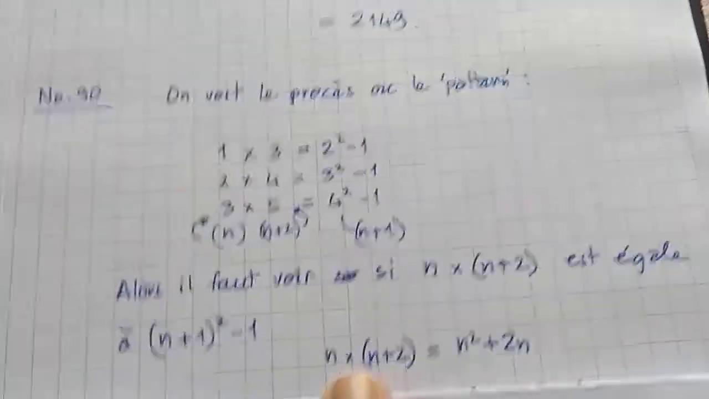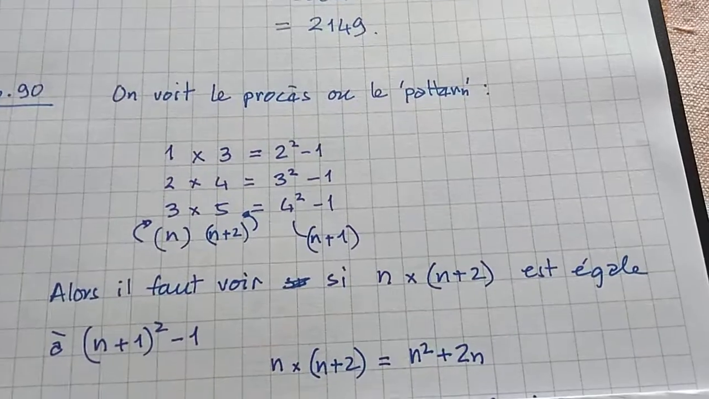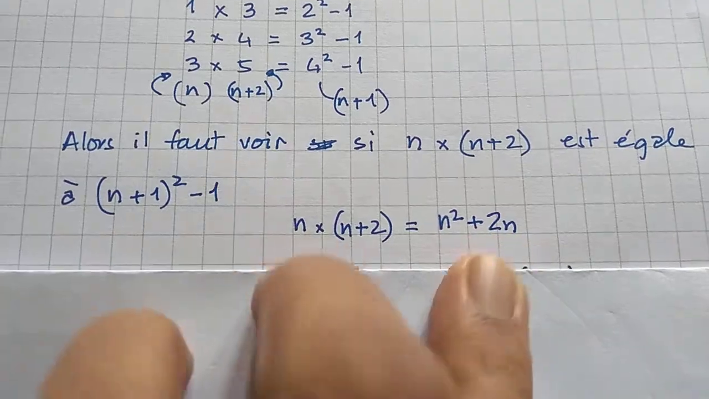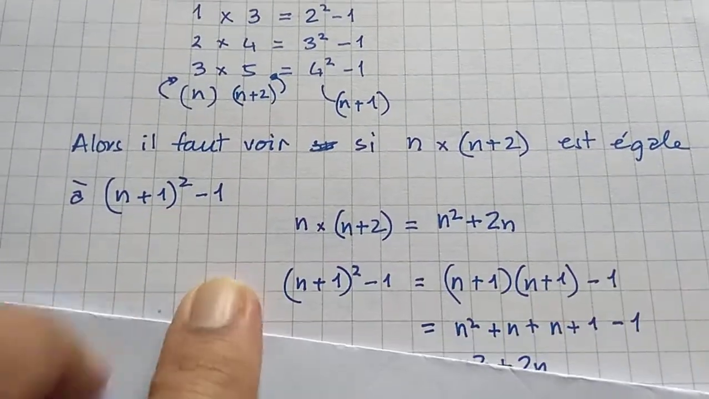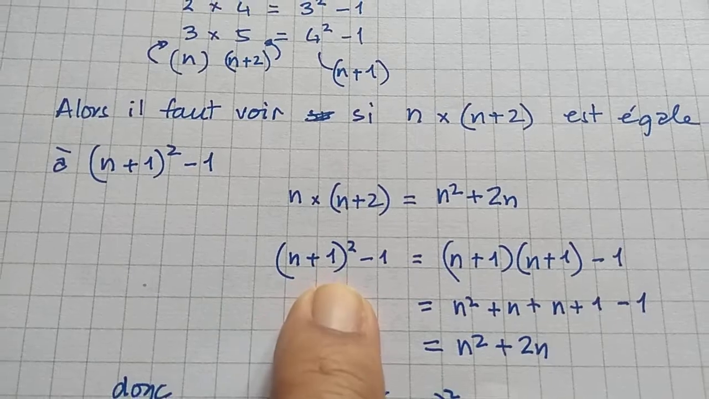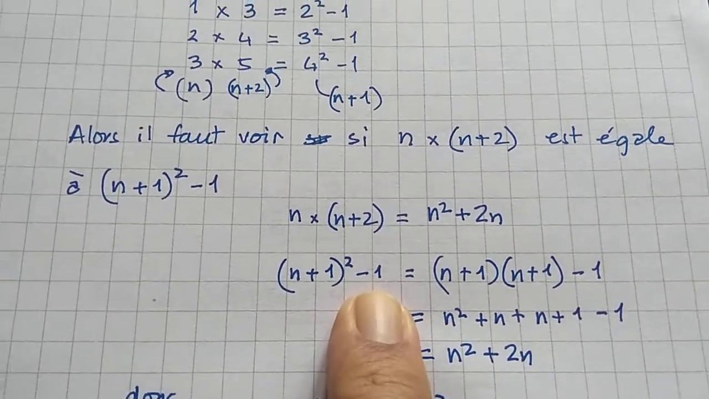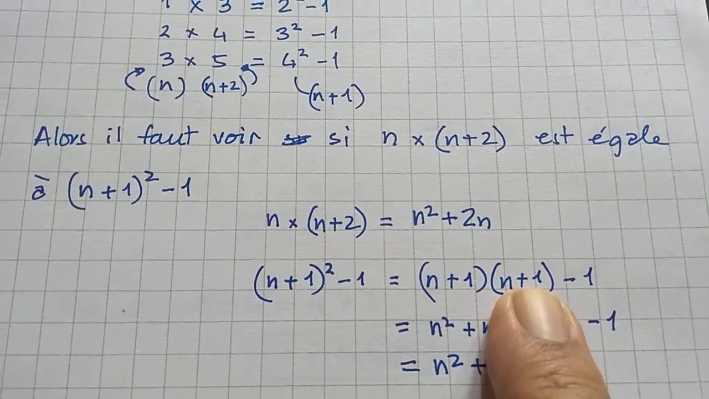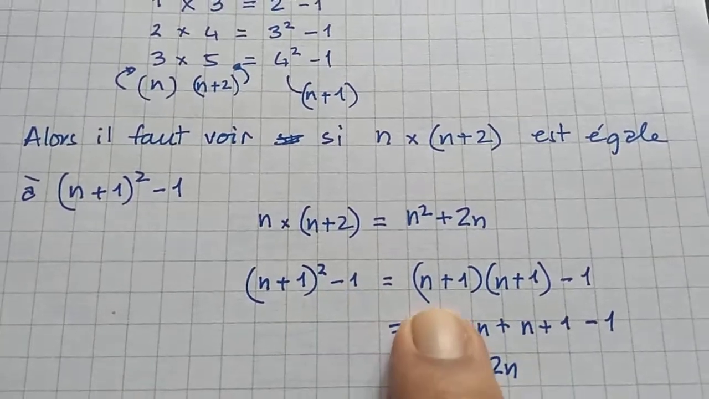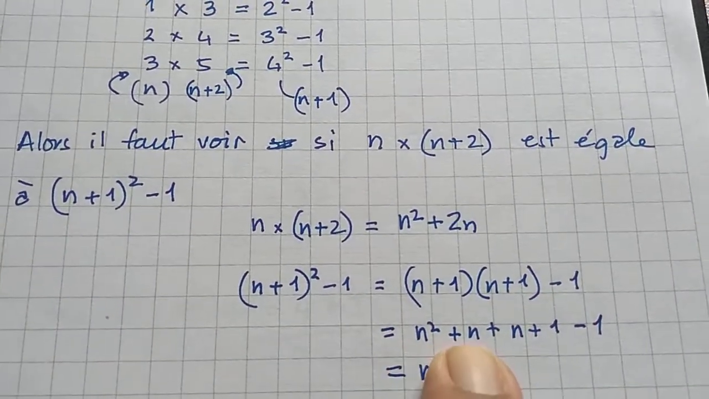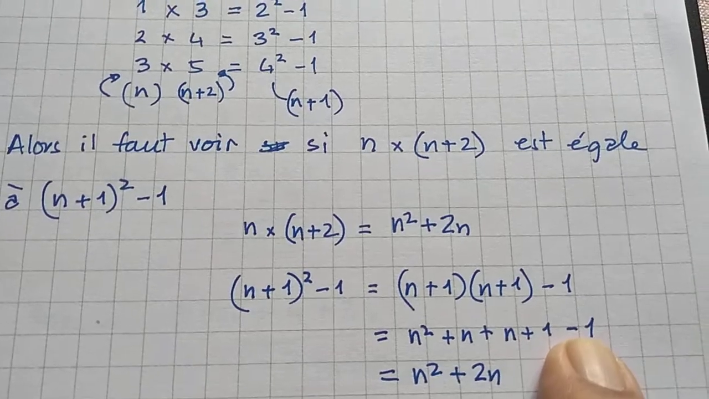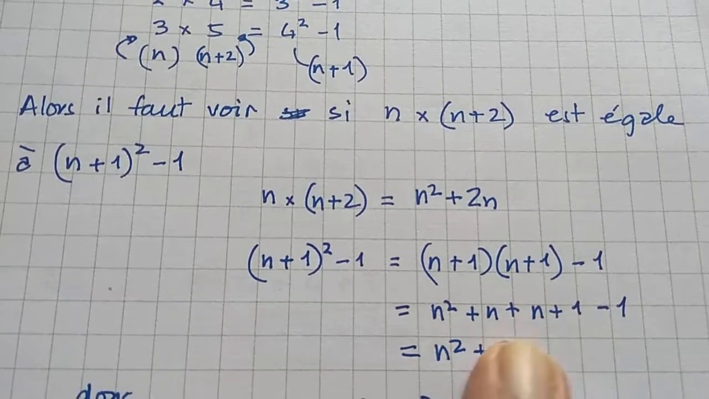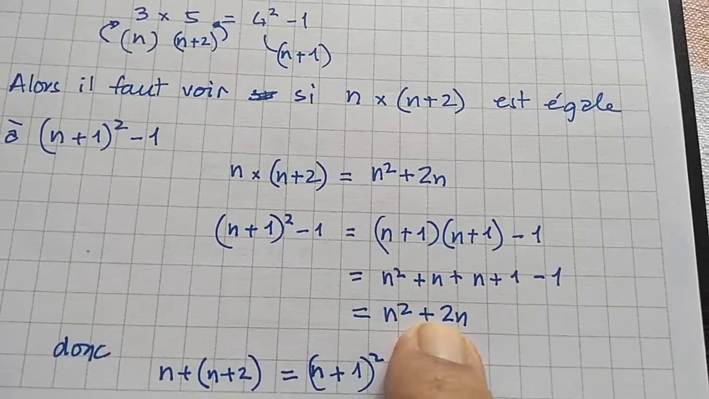Now let's take this particular expression, n fois n plus 2. When you multiply it, you get n carré plus 2n. We take this one and we expand it, you'll get n plus 1 au carré moins 1. Expand is same as develop it. So let's write that out, the whole thing, n plus 1 fois n plus 1 moins 1. Let's develop this, you'll get n carré plus n plus n plus 1 moins 1. Here you'll see the plus 1 moins 1 cancels out. The two n's, you get n carré plus 2n, which is the same as that.